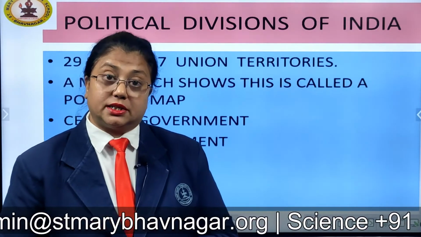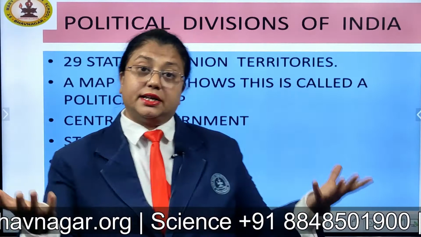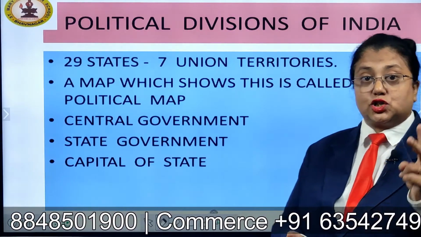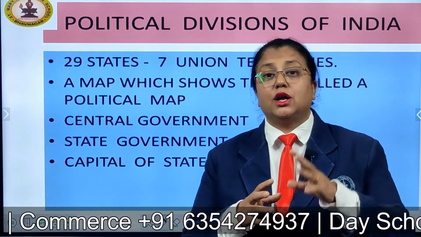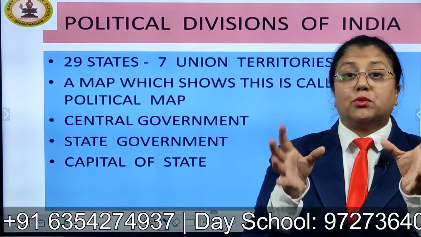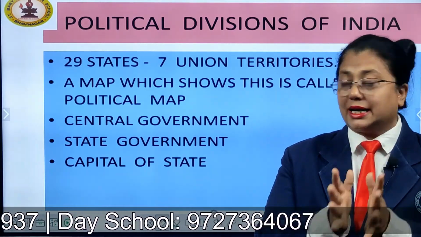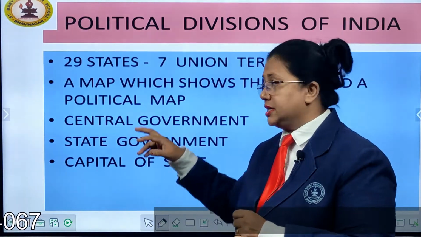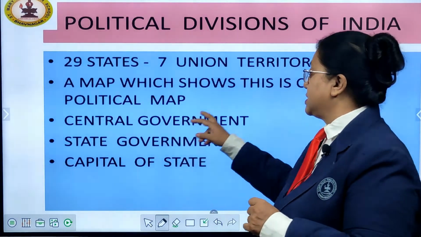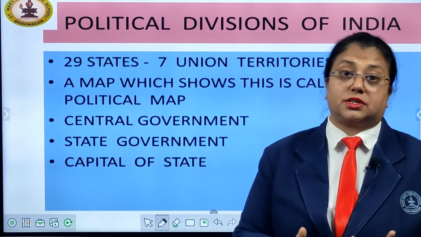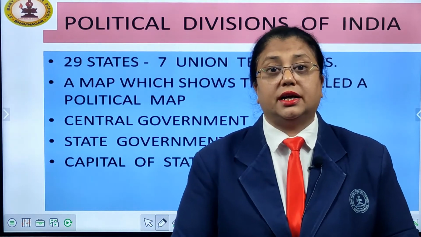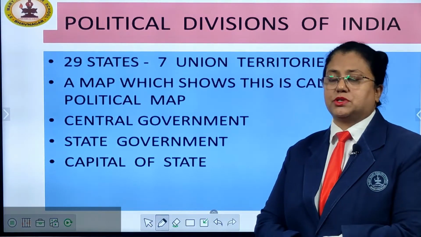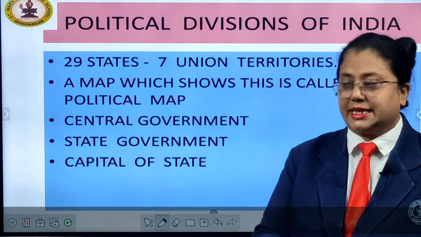Now we go to the political division of India. As I have already explained, children, there are 29 states and 7 union territories. And there are 2 types of map we are showing in this lesson. One is the political map, which shows the boundaries of the states of a country. And the governance ruling in our India is the central government. We have the state government, and we have the capital of the state who rules all over with their administrative work. So that is the political divisions. Let us proceed further for the capitals of the state.